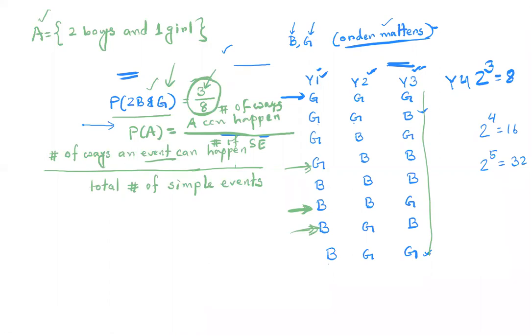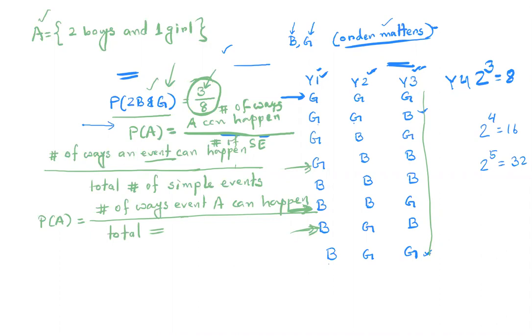I just gave you a second definition of probability, which is probability of some event A is equal to number of ways event A can happen divided by total number of simple events.